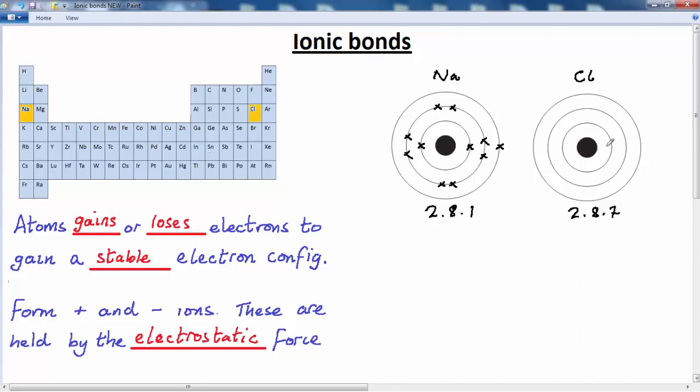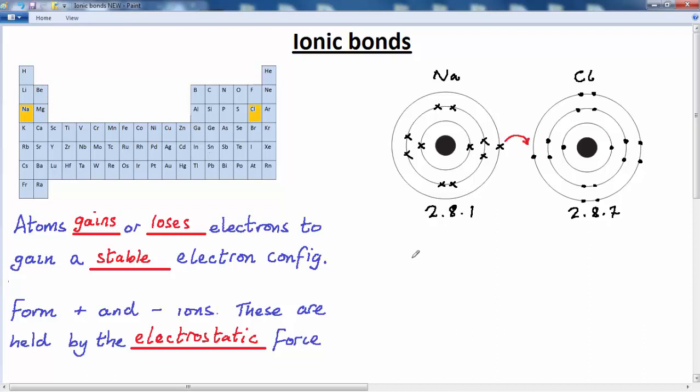In the case of chlorine, the electron distribution for chlorine is 2.8.7. It's in group 7. So its dot diagram will be 2 in the inner shell, 8 in the second shell, that's filled, and in the outer shell we're going to have 7 electrons. Chlorine wants to get this outer shell filled. It desperately wants to gain an electron in order to obtain its stable electron configuration. So it will readily grab hold of this outer electron from the sodium, to form that stable configuration.